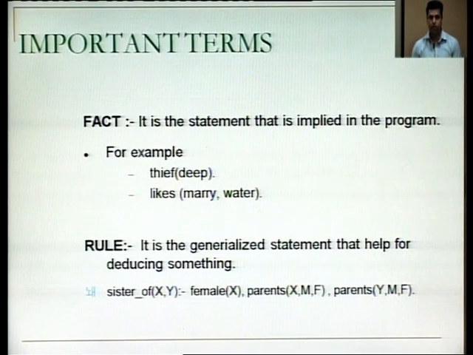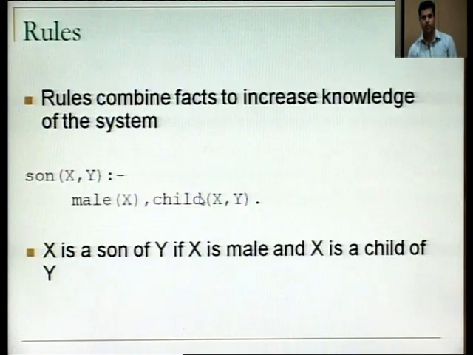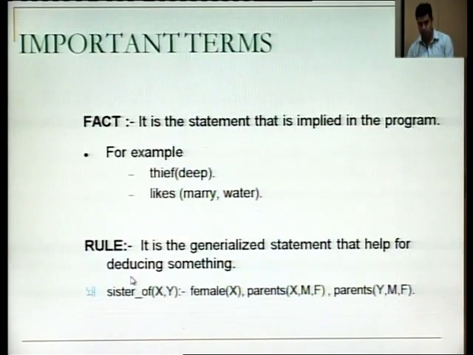Now, let us formally discuss what basically a fact is. It is a statement that is implied in the program. For example, thief Deep. Deep is a thief. Another fact is Mary likes water. This is to be interpreted as likes Mary, water. And see, here is the dot. This is used to terminate either a fact or a rule.